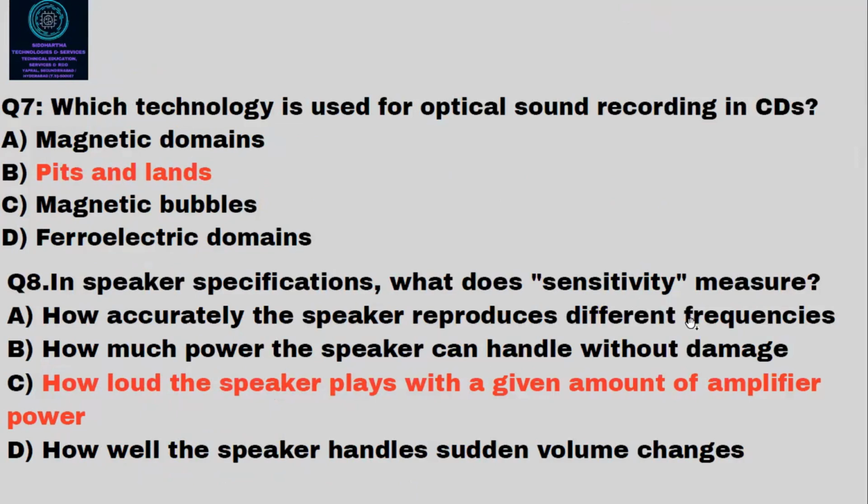Okay, question number 7, which technology is used for optical sound recording in CDs? We use pits and lands. On the CD, the tracks will be there. Tracks will have pits and lands where the optical sound recording or storage takes place. Question number 8, in speaker specifications, what does sensitivity measure? How loud the speaker plays with a given amount of amplifier power, that is what we call sensitivity. So these are the few questions that I found important for you. Only 8 questions here. Next we will discuss some other topic.